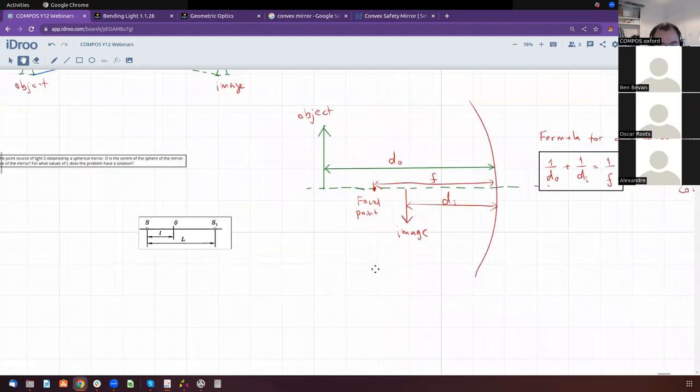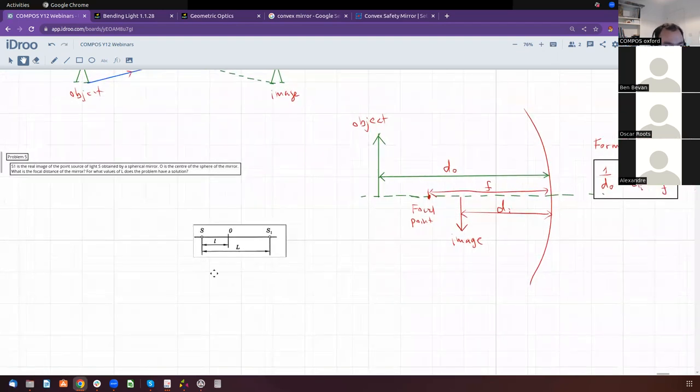Okay, so let's have a look. S1 is the real image of the point source of light S. So S is a source of light, and the mirror is placed at O. O is the center of the sphere of the mirror. We don't know where the focal point is. What is the focal distance of the mirror? For what values of L does the problem have a solution?